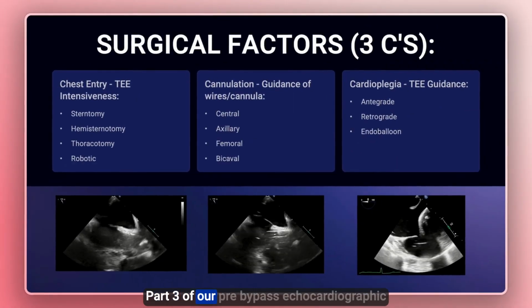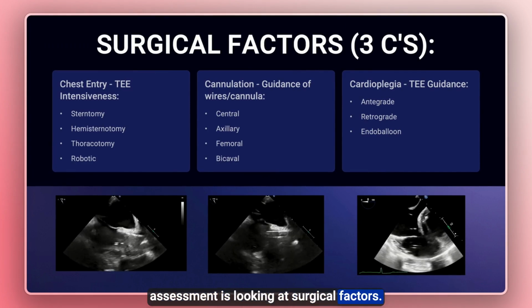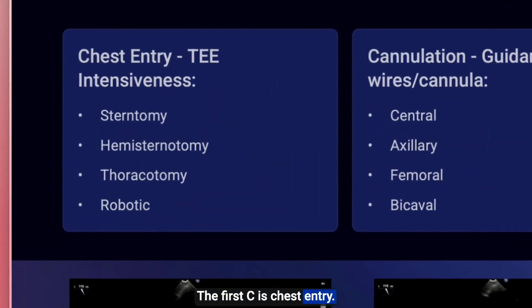Part 3 of our pre-bypass echocardiographic assessment is looking at surgical factors. Again, these can be broken down into the 3 C's. The first C is chest entry. Knowing the chest entry is important because frequently the more minimally invasive the surgery, such as robotic or mini thoracotomy, it is more TE intensive.